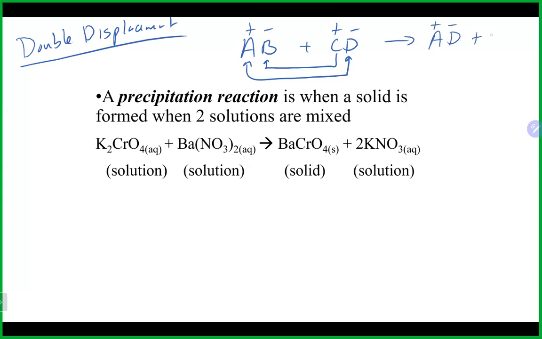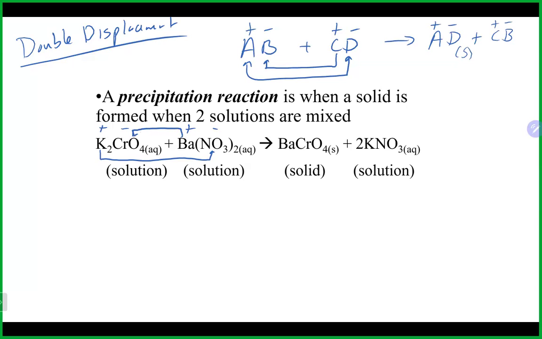And in the case of a precipitation reaction, one of these guys will make a solid. That's what we see here. We have a positive, negative guy, and a positive, negative guy. I know that's going to be a double displacement reaction. So they are going to switch partners.